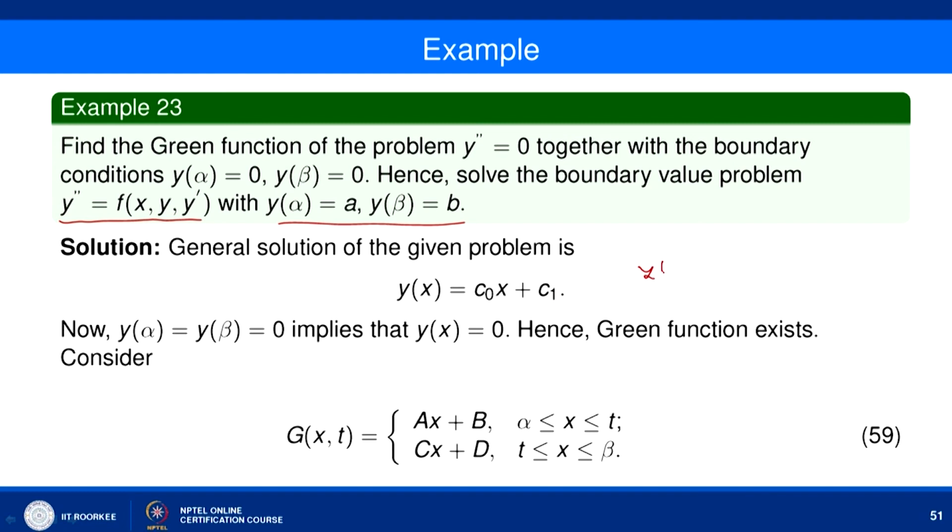Now if you use y(alpha) equal to 0 and y(beta) equal to 0, you can say that we have only the trivial solution. So only the trivial solution exists, which means your Green's function exists, and let us write down the Green's function as G(x,t) equal to ax plus b, where x is lying between alpha and t, and cx plus d when x is lying between t and beta. Now we want to show that G(x,t) satisfies the boundary condition at alpha and beta.